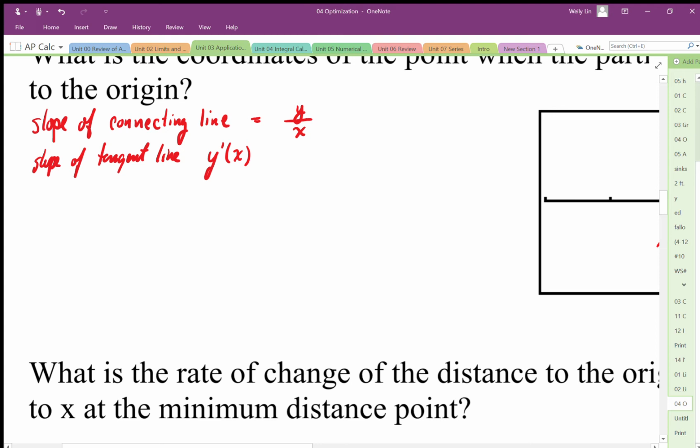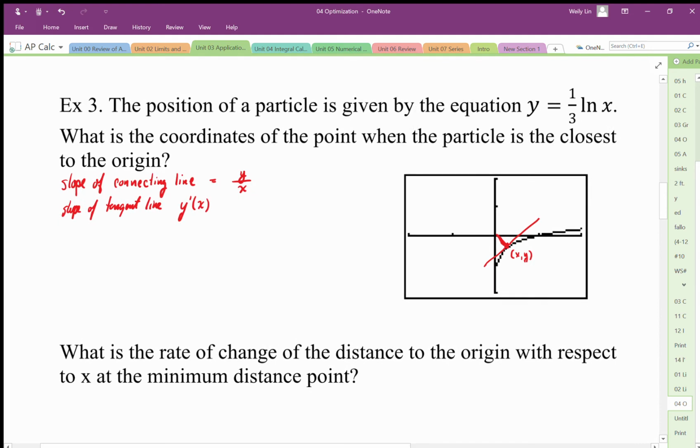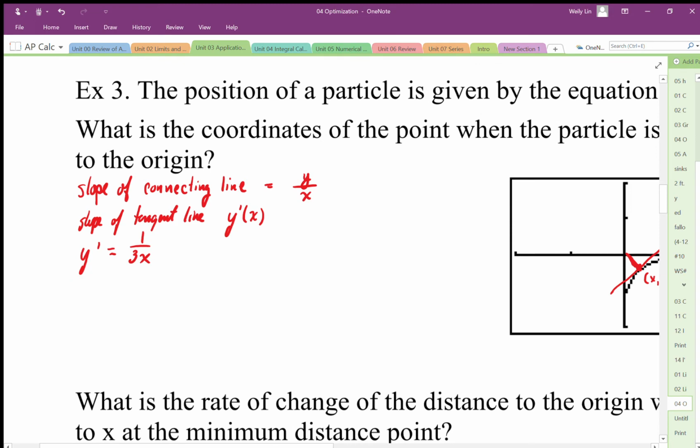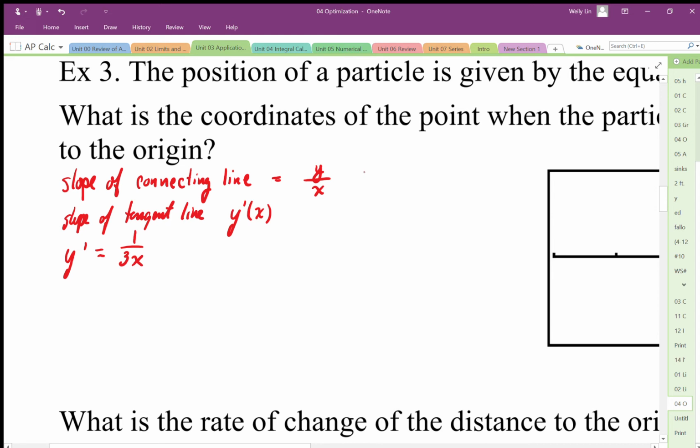So let's find the derivative and see what the expression for that tangent line is. y prime is equal to 1 over 3x. So that's the slope of my tangent line, the generalized equation for the slope of the tangent line. And what do I know about these two equations? I know that they are negative reciprocals of each other, so the slope of the perpendicular line is going to be negative x over y. And I know that these two slopes must be equal to each other.